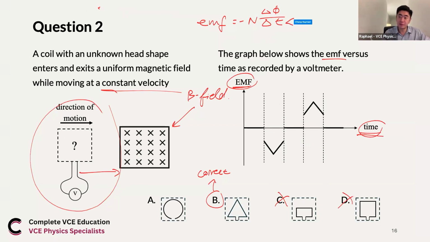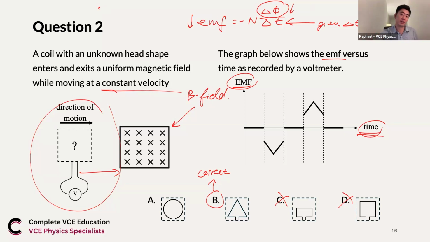So for any given fixed set of time, if you have more change in flux in that same amount of time, you have a greater EMF. Okay, so if the delta phi is greater, EMF is greater. If the delta phi is lower, if lesser change in flux over time, then the EMF you generate is going to be lower as well. So EMF is tied to the amount of change in flux per given time.